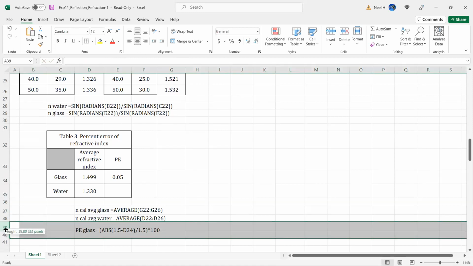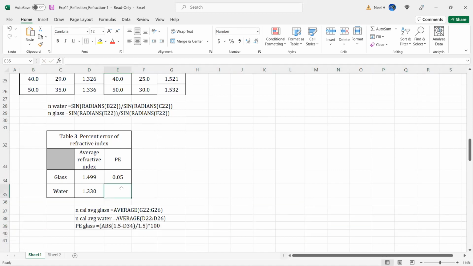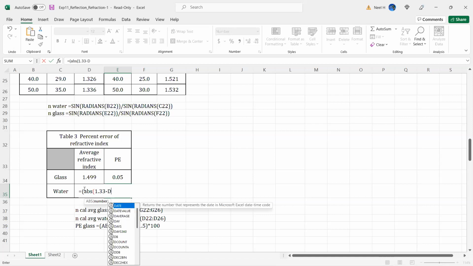Questions? Any problems? For the PE calculation, don't click and drag, okay? Because if you do that, it will not calculate correctly because the expected value for water is different. You may have to type it again, okay? Equal open brackets, ABS open bracket, expected value for water 1.33 minus calculated value for water D35, close bracket, divide by 1.33, close bracket, multiply by 100.